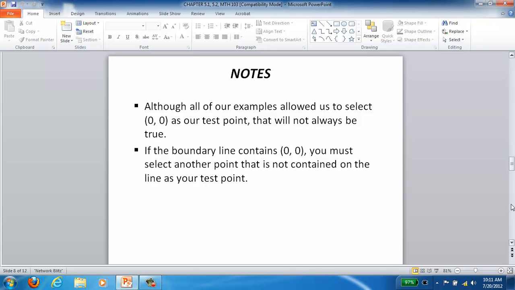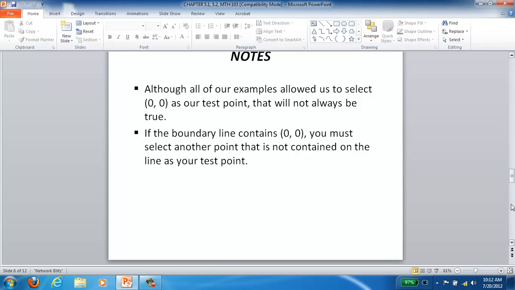Notes. Although all of our examples allow us to select 0, 0 as a test point, that will not always be true. So if you cannot choose 0, 0, then you must choose another convenient point on one side or the other of either the dashed border region or the solid border region.